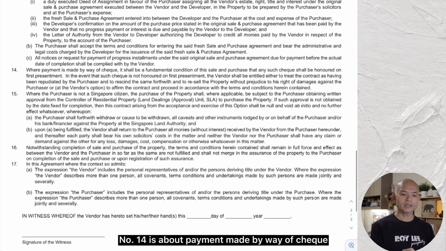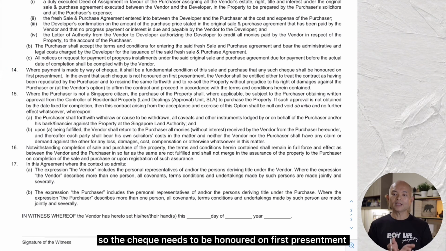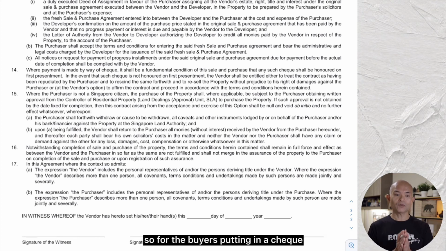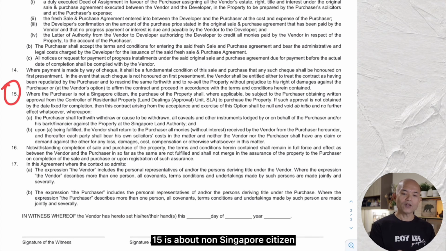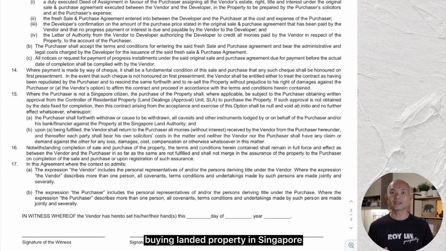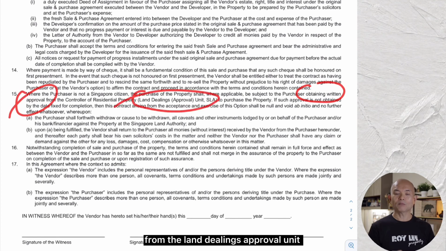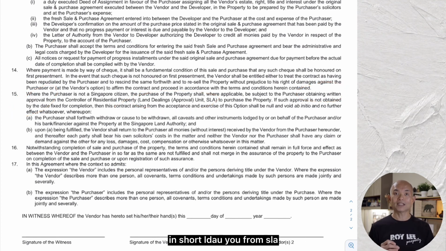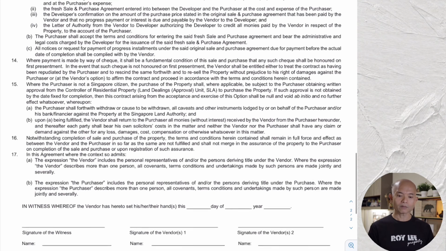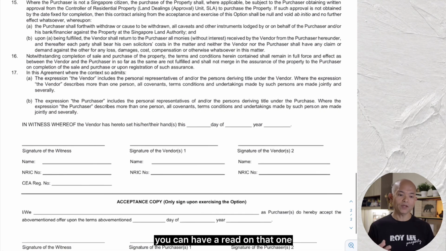Number 14 is about payment made by way of cheque. So the cheque needs to be honored on first presentment. So for the buyers putting in a cheque, make sure that there is enough fund for the cheque to go through. 15 is about non-Singapore citizens buying landed property in Singapore. They will need to obtain a written approval from the Land Dealings Approval Unit, in short LDAU, from SLA in order to do that. So for non-Singapore citizens, please take note of this clause. Number 16 and 17, you can have a read on that one.